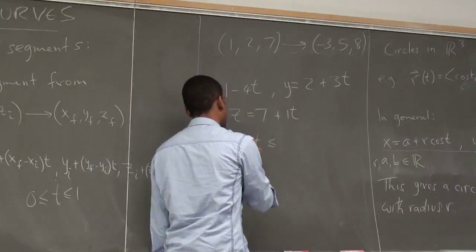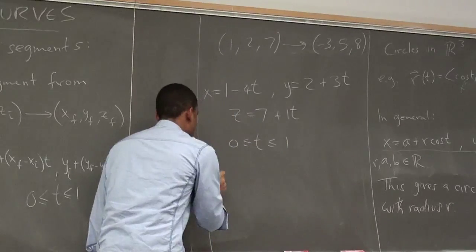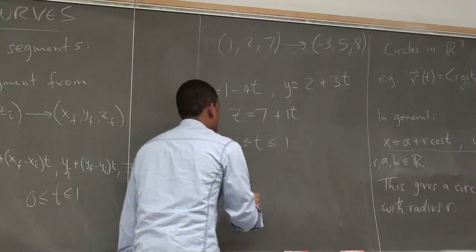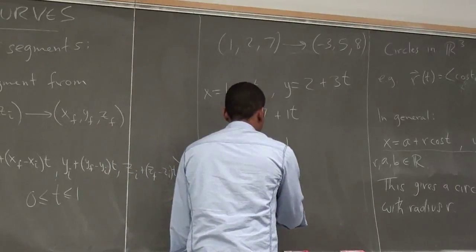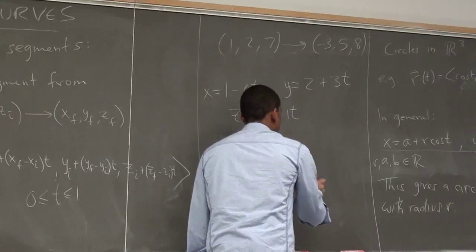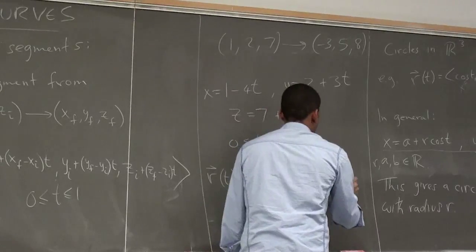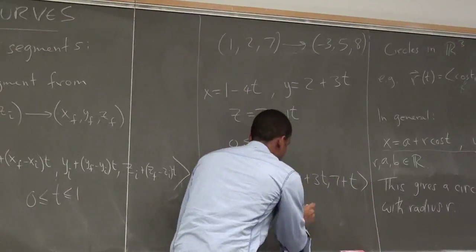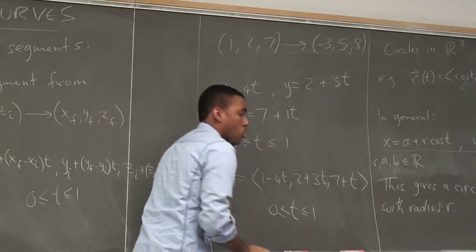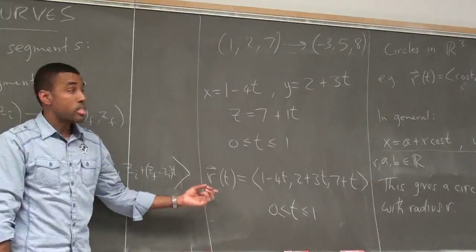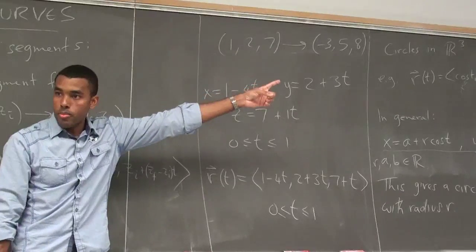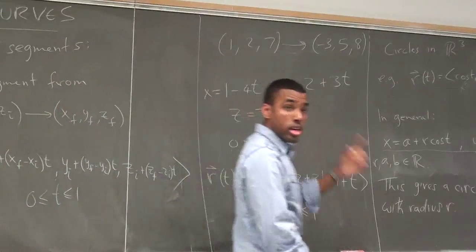And that's the parameterization. So if I give you a vector curve that looks like this, 1 minus 4t, 2 plus 3t, 7 plus t, and I tell you that t goes from 0 to 1, what I'm actually describing is a line segment that goes from this point to that point. And you should be able to recognize that, right?